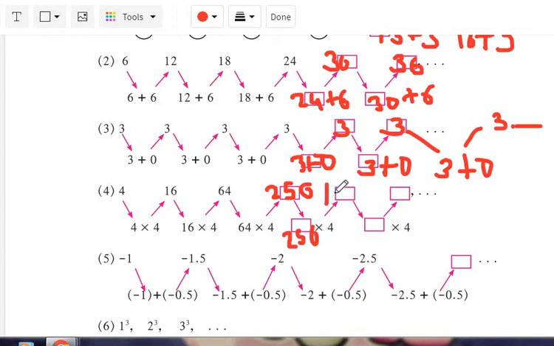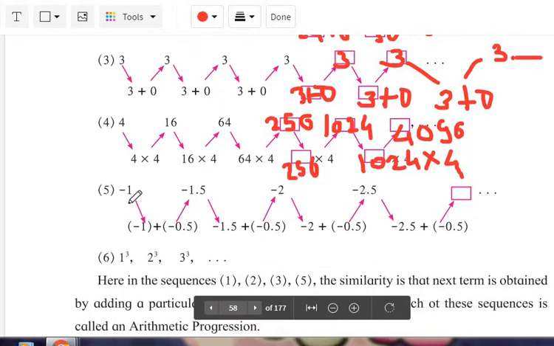256 multiplied by 4, answer is 1024. Again 1024 is multiplied by 4. 24 fours are 96. And 0 into 4 is 0. And 4 ones are 4. That is 4096.